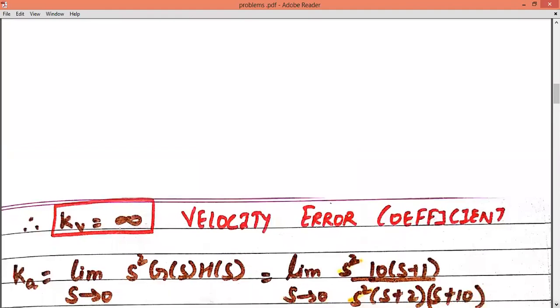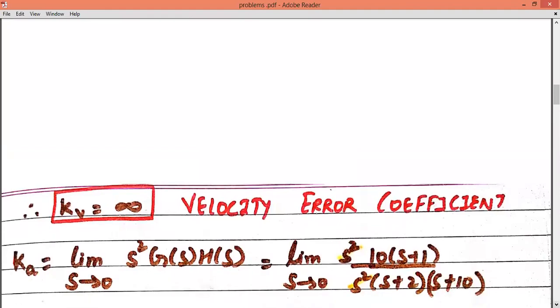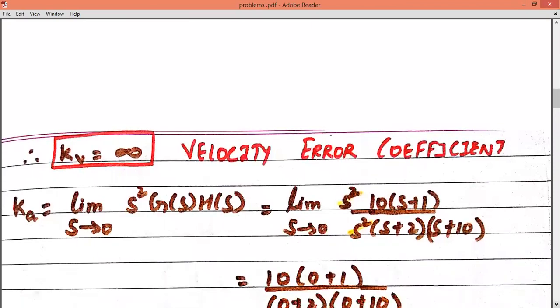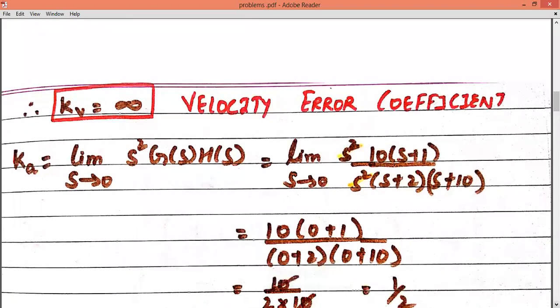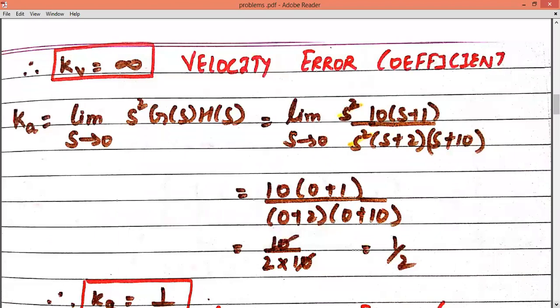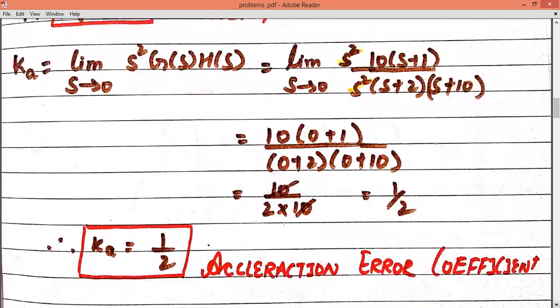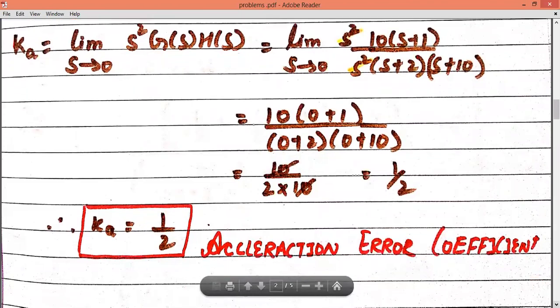Now we'll find Ka, which means the acceleration error coefficient. The way to write it is limit S tends to 0 of S square into G of S into H of S. After applying the limit to the formula, we get Ka equals 1 by 2. Therefore, the acceleration error coefficient is 1 by 2. Now we have solved question number 1.